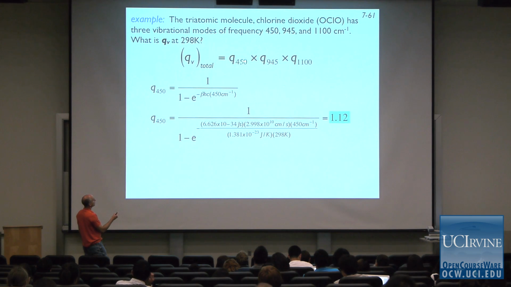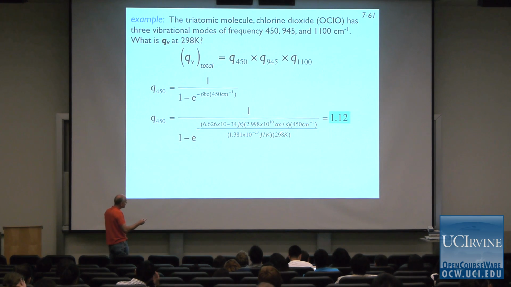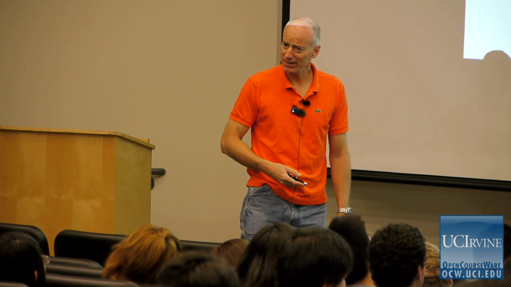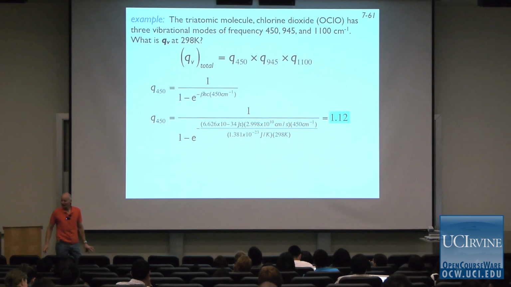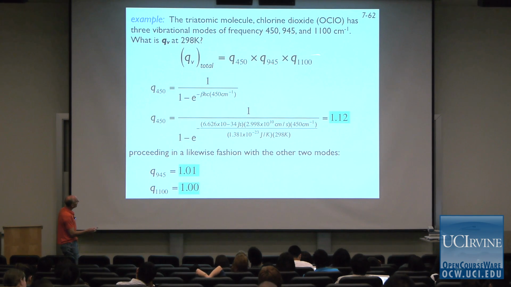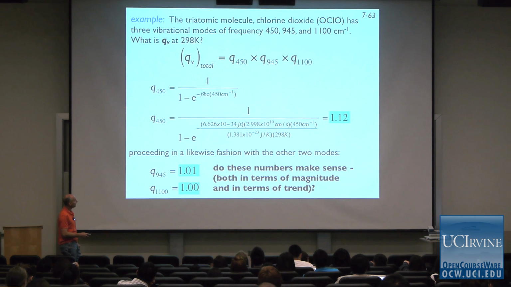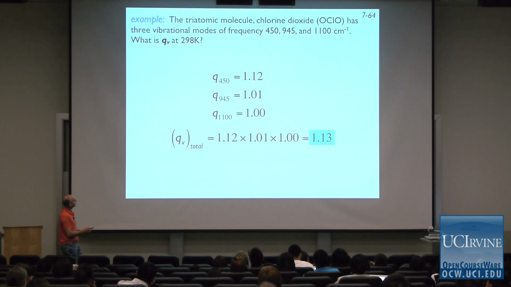What's the partition function? I just take my expression for the partition function and plug in my beta, my h, my c, all my constants. That's the temperature that we're talking about. I get 1.12. Actually, a little higher than we were expecting. We expected 1 and change, but 1.0 something. If I do the same calculation for 945 and 1100, I should get smaller numbers, yes. Smaller than that. And so the overall partition function is that times that times that, or that.